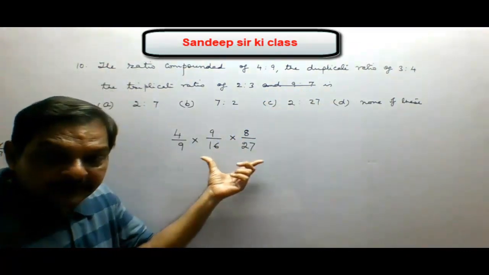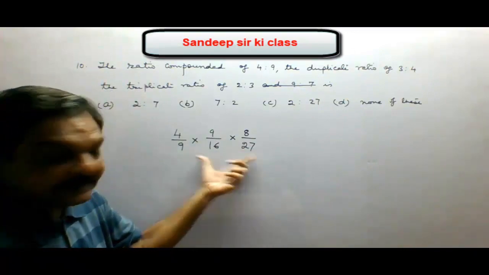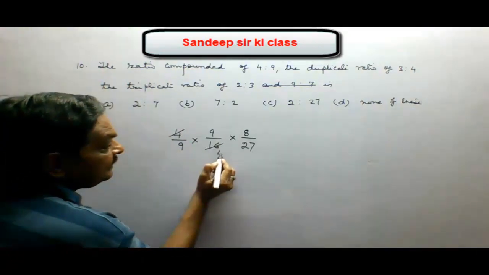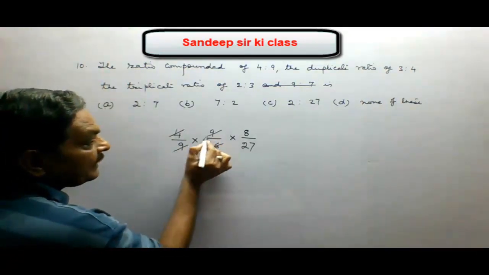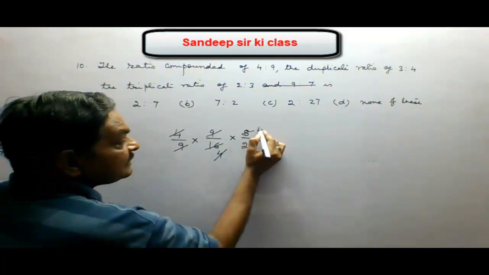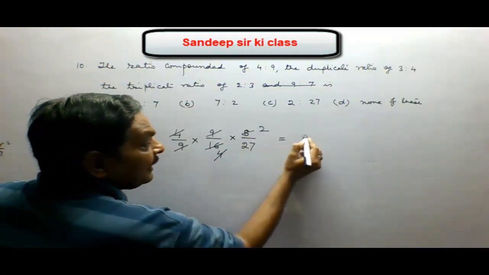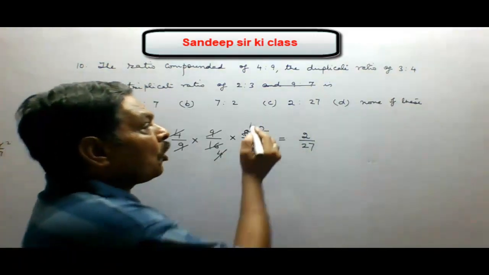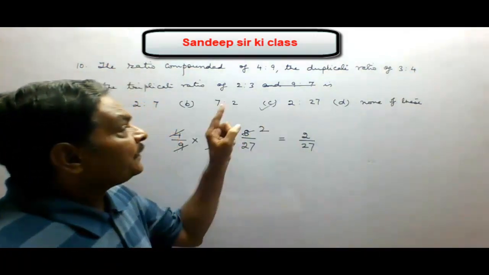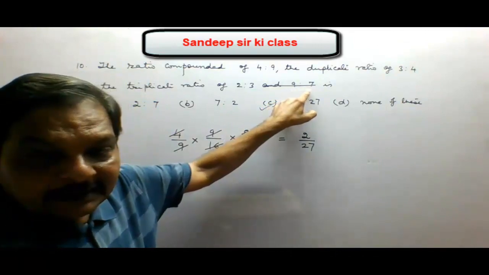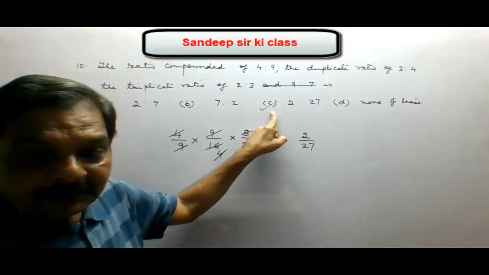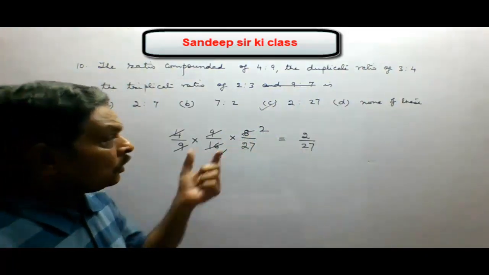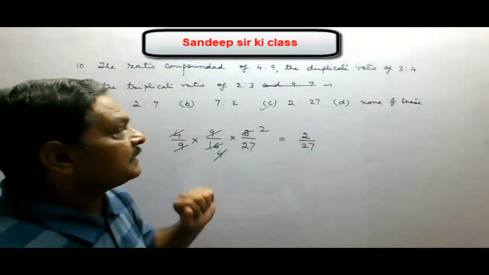Now the required compound ratio will be this. Now solve this. 4 cancels this 16 4 times. 9 and 9 are cancelled. 4 cancels this 8 2 times. And I get 2:27, which is our option C. So if I do not consider 9:7, I get the option C as correct, which is 2:27. Now, which is our correct answer is.